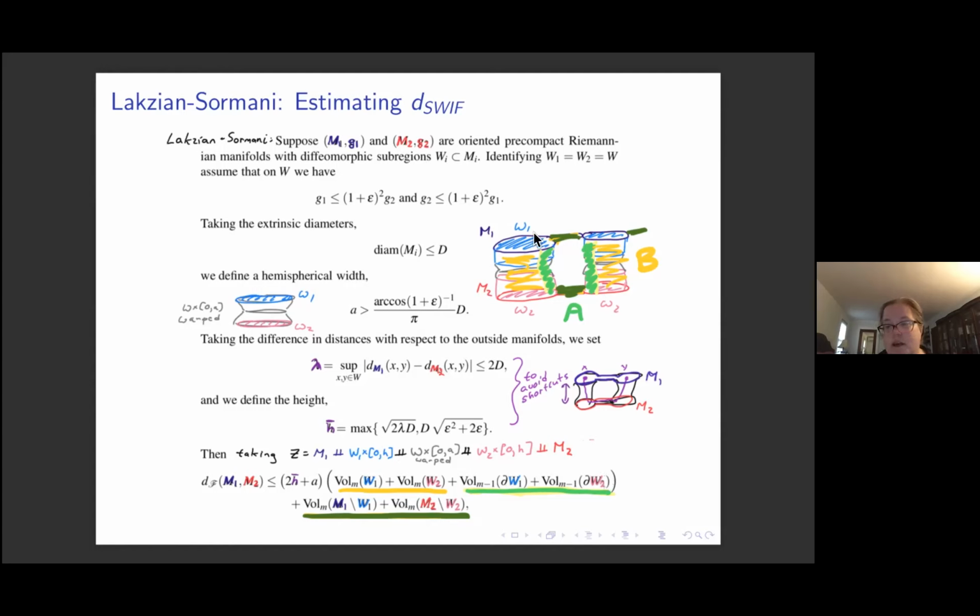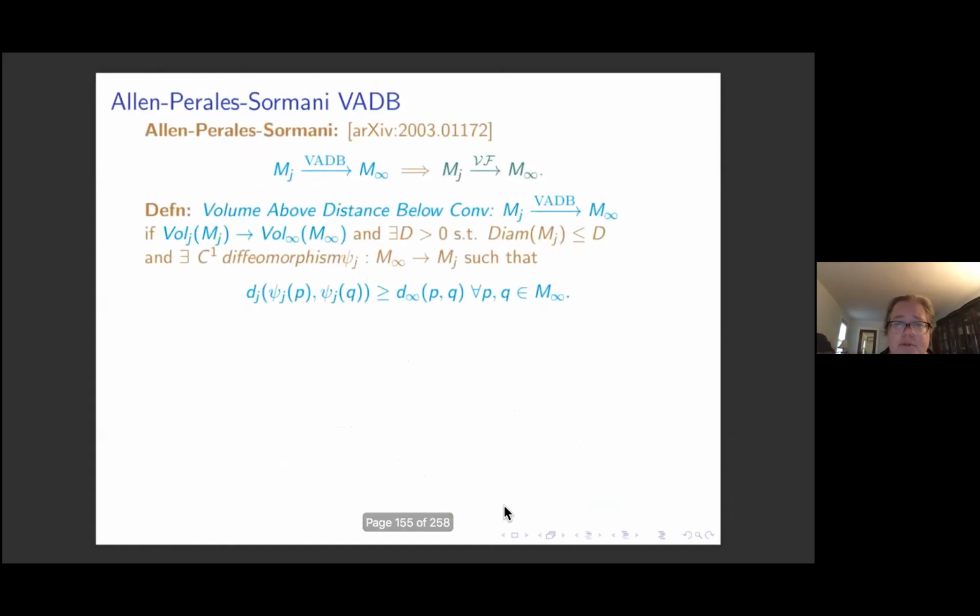So sometimes you will leave some of the thick region off just to make this boundary better, but then you have to compensate because when you put too much outside, you can't have too much volume here. So it's a balancing act, but you can do this explicitly from many examples. All right. However, it is very difficult to use this when you don't have much information about M_j and you cannot picture the M_j. So that's why we actually proved this theorem with Allen and Perales.